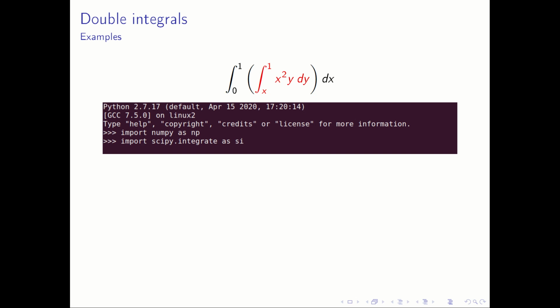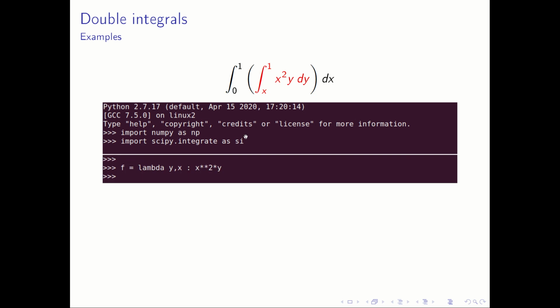And now the first thing you need to do is define your integrand. Here I've used a lambda method to define the function of y and x. But note carefully, I've defined f to be a function of y and x with y as the first argument, x as the second. Of course, its value is x square into y. So it takes y as the first argument, x as the second, and returns x square y as the value. So this is the integrand function.